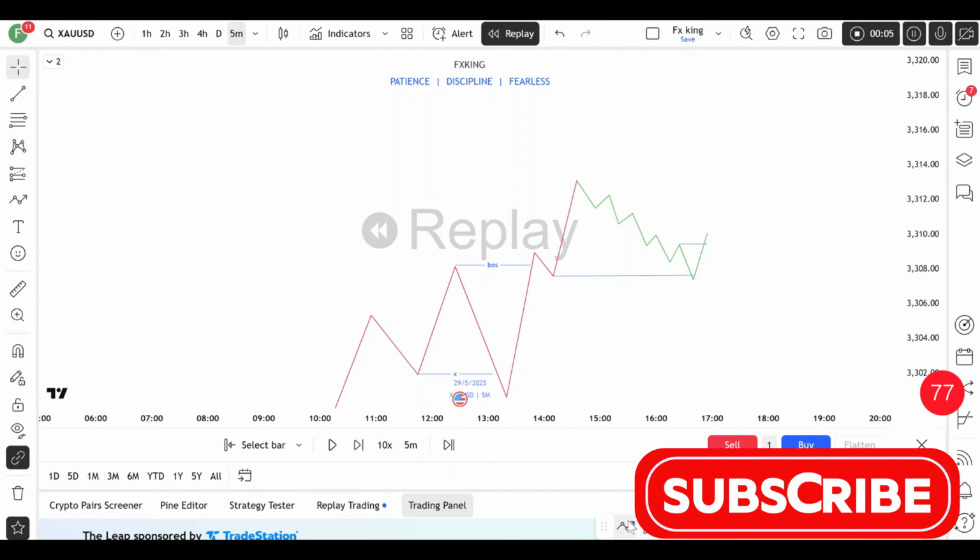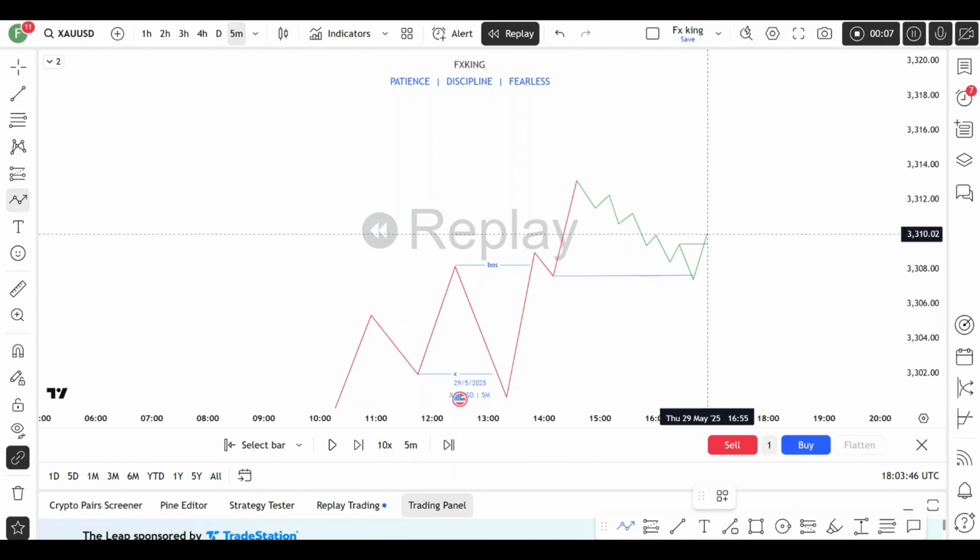The second method you can use to enter here is to wait for this change of character to occur, and then wait for the market to return to the candle that did the sweep, the order block at this low. Once the market returns to that zone, you can buy off it and use your Fibonacci or target a key zone. Let me label this.